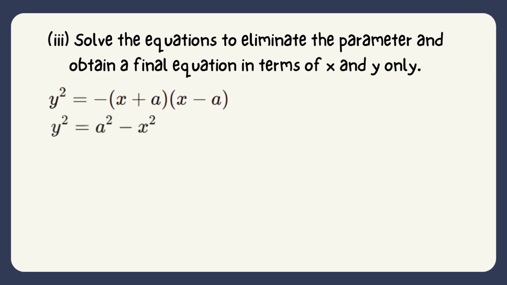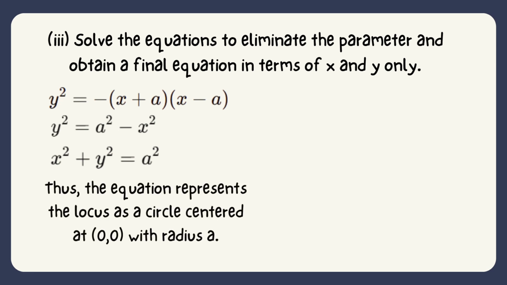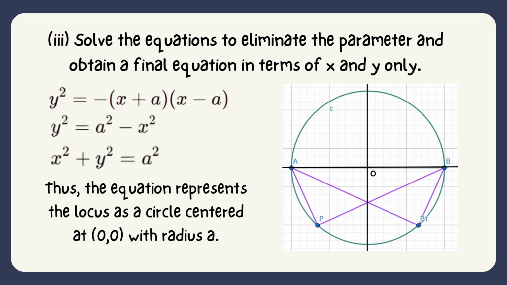Then we add x squared to both sides. So we get x squared plus y squared equals a squared. And this equation is familiar, right? Because the equation represents the locus as a circle centered at (0, 0) with radius a.